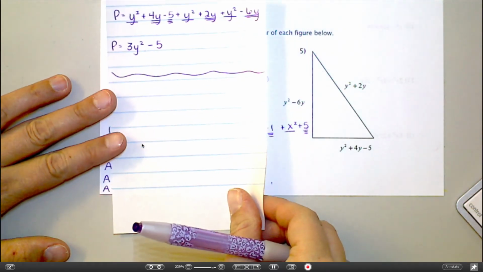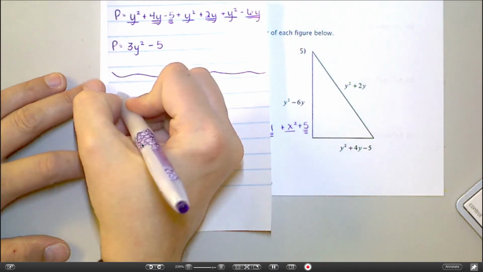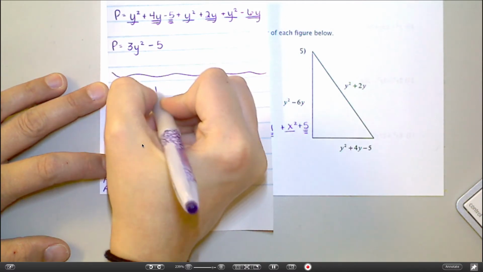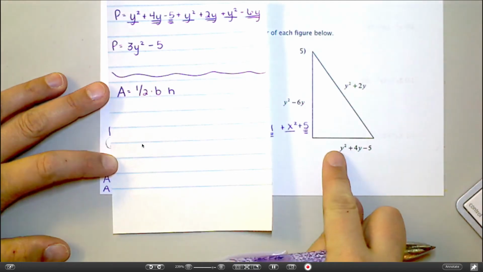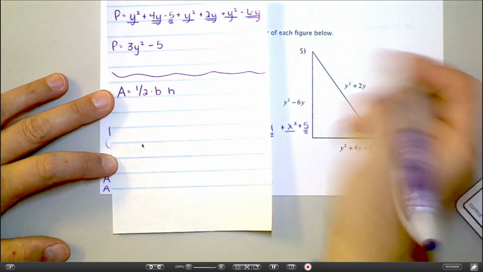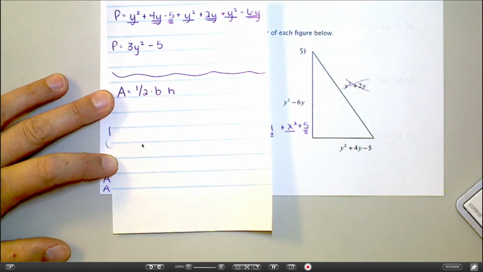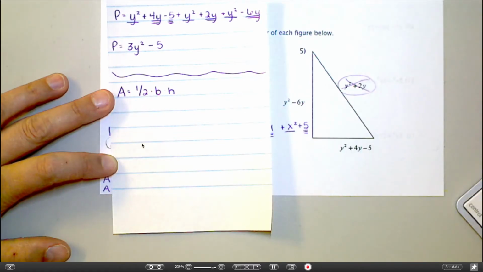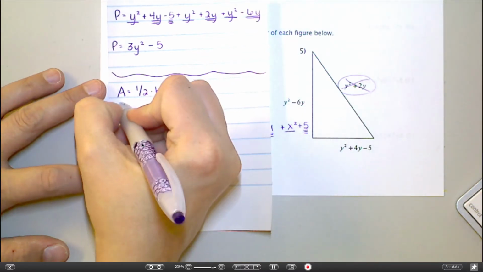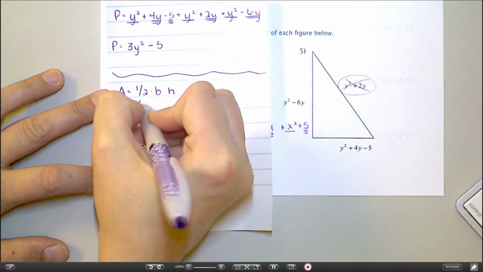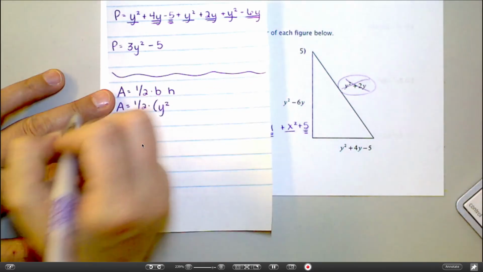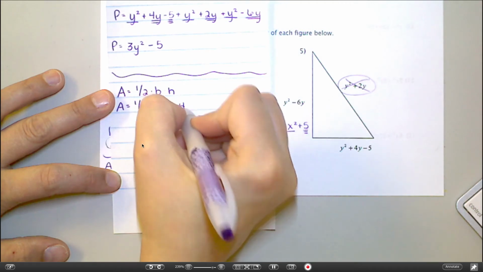How do you find area of a triangle? Half times base times height. Okay, 1/2 times base times height. So it's important to know that in this triangle, when you're finding area, you don't need this at all, because you just need base and height. This you only needed to do the perimeter. So I would do 1/2 times that first big parenthesis, y squared plus 4y minus 5.